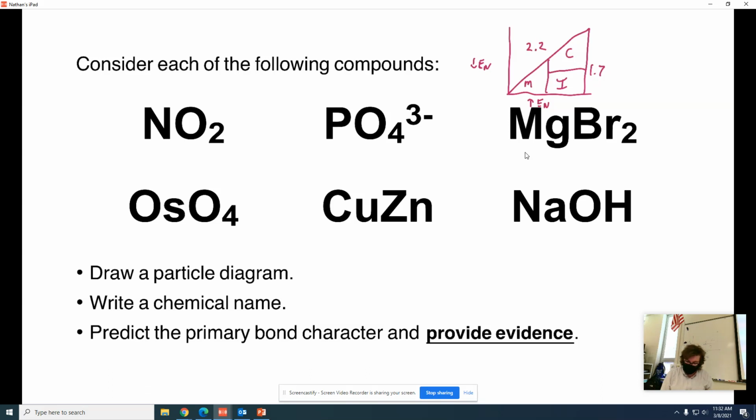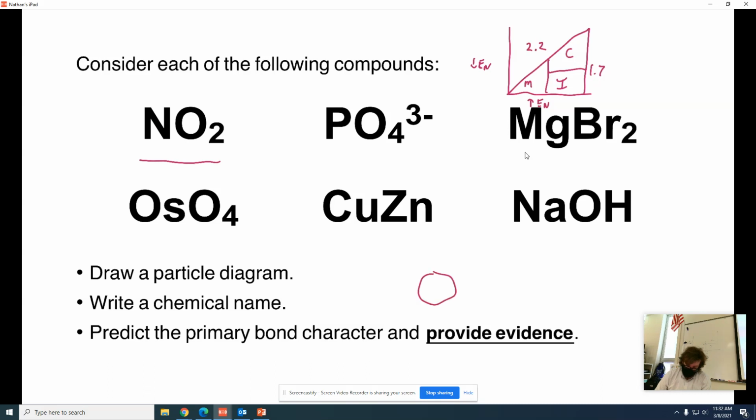Let's go ahead and look at this first example, NO2 together, and we can chat about it. And then if you need more help, you can check the key and then ask your chemistry teacher if you have specific questions. So if we look at NO2, I'm just going to draw on this slide. The first thing we need to do is draw a particle diagram. Hopefully at this point that seems familiar.